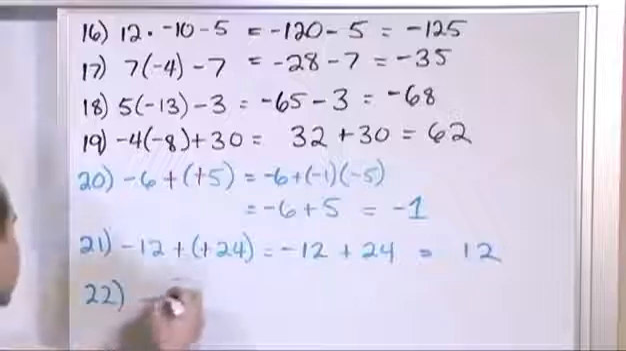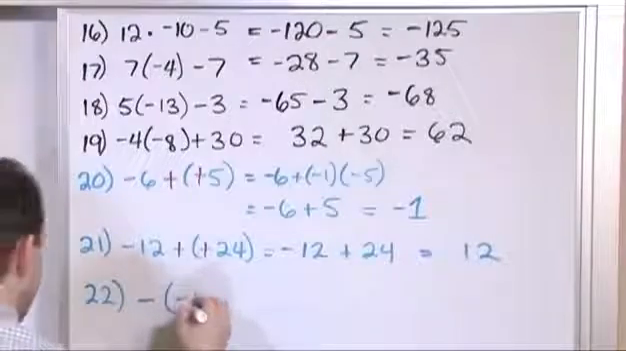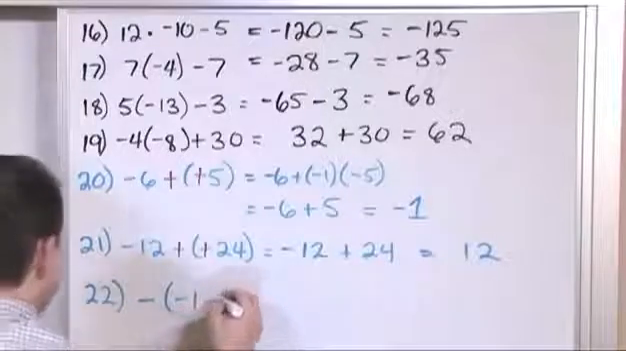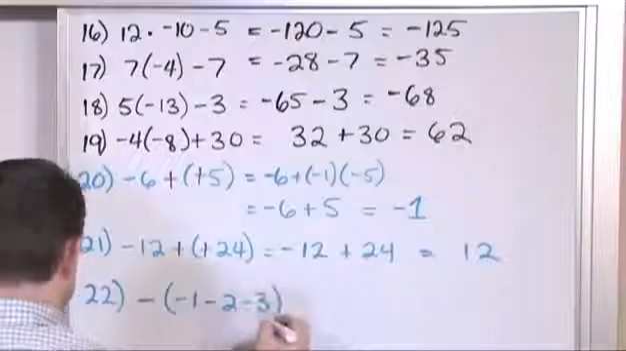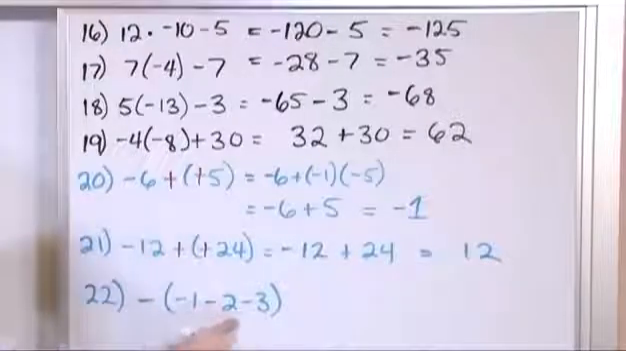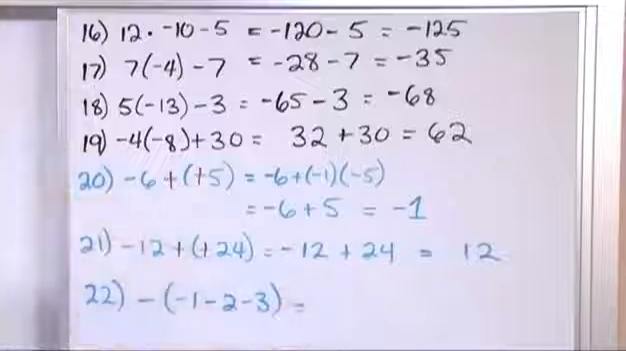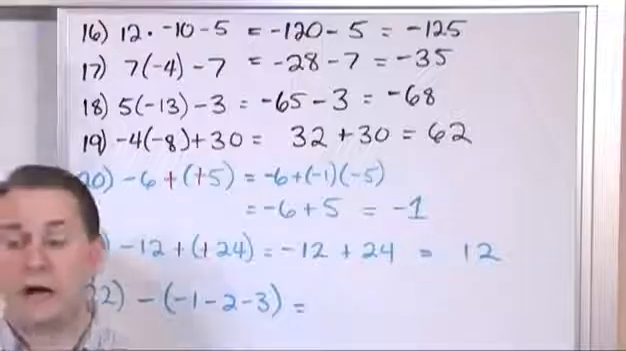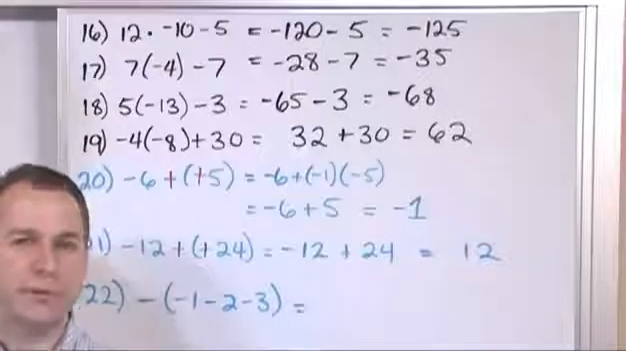And for 22, let's say you had a negative sign out front, -1, -2, -3. So -1, -2, -3. How do we deal with this? Well, you always want to do what's inside of the parentheses first. That's another little rule that we're going to get to and talk a lot more about later, but I'm giving you a little bit of a preview.